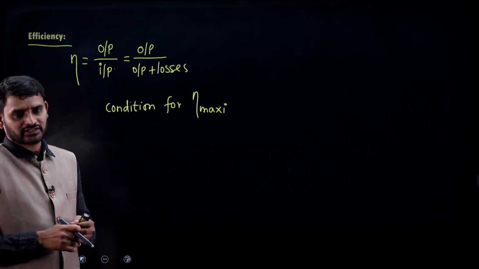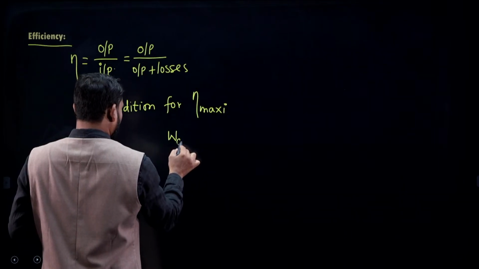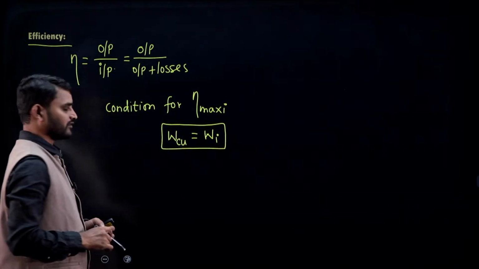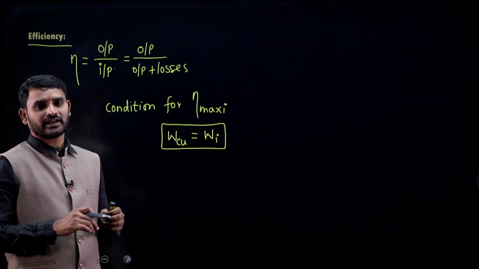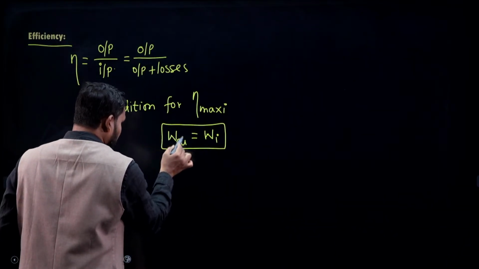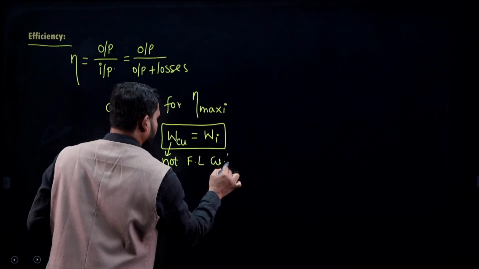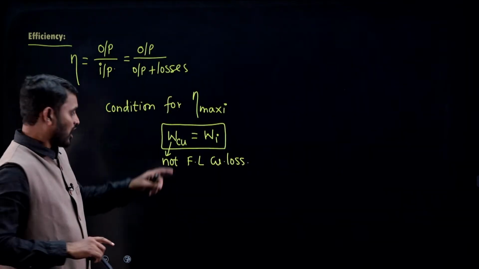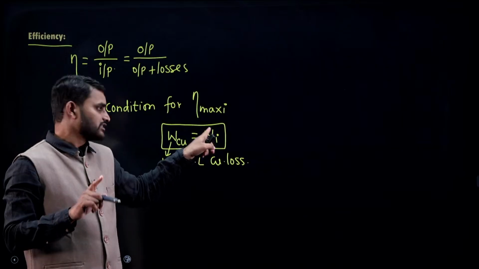When will you get maximum efficiency? So, the answer is what? Copper losses must be equal to iron losses. This is the condition where you will get maximum efficiency. Copper losses have to vary and become equal to iron losses, then you will get maximum efficiency. Remember, this is not the full load copper loss. Remember this point. Copper loss should vary because it is a variable loss, and it must be equal to iron loss. Iron loss is not a variable loss, it is a constant loss.